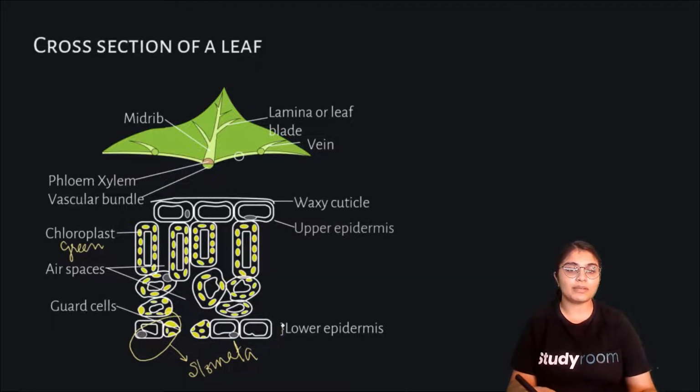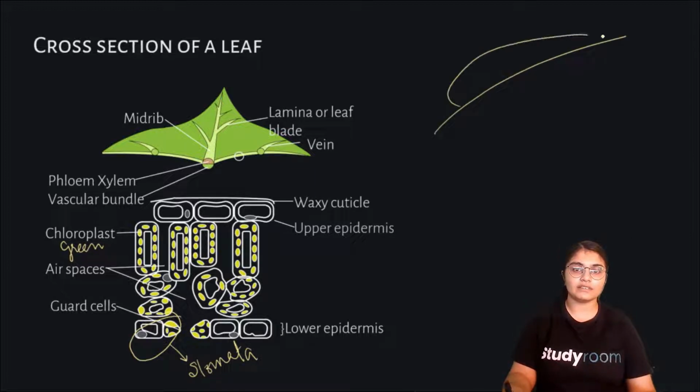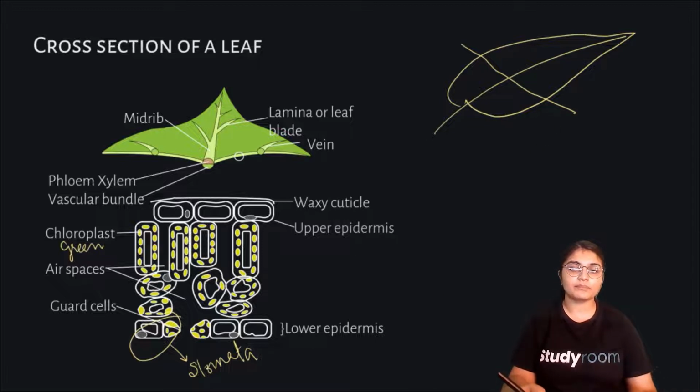Okay, and this is the lower epidermis. So this is the upper epidermis on the upper surface of the leaf, and this is the lower epidermis on the lower surface of the leaf. So you are cutting the leaf in this way. Just imagine this is a leaf and we are cutting it this way with a blade, and then we are examining this cross section under a microscope.